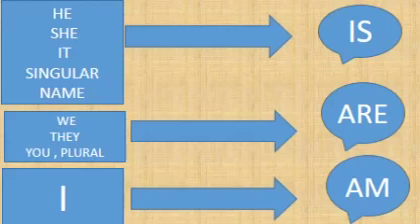These are the helping verbs which we use in present continuous tense. If the subjects are he, she, it, singular, then we will use is. If the subjects are we, they, you, plural, we will use are. If the subject is I, then we will use am. We always use the helping verb am with I.